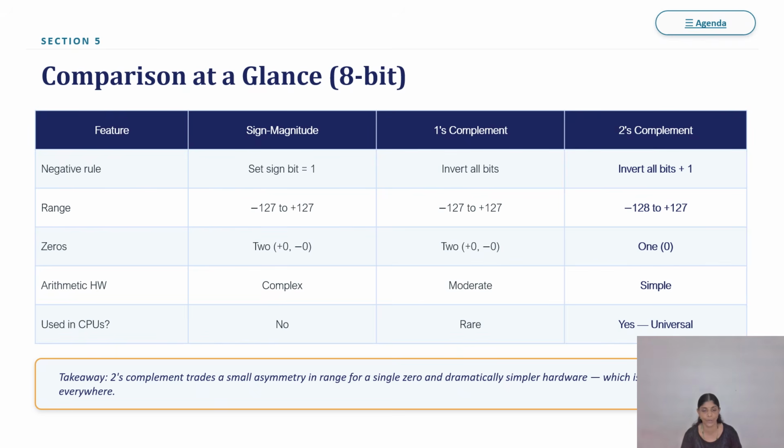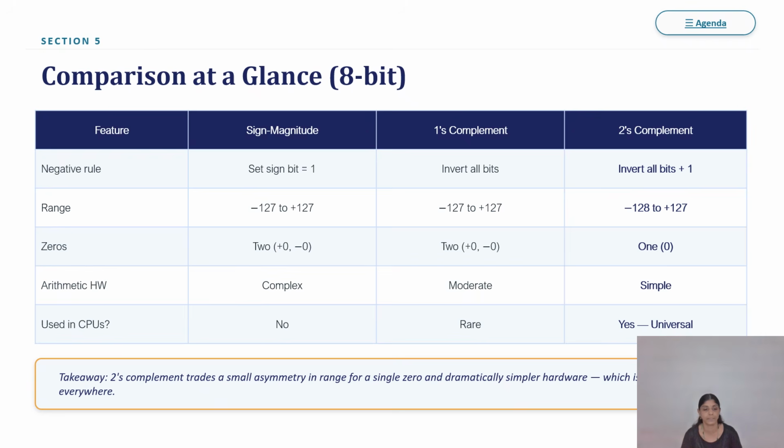Next, check the range. In signed magnitude as well as 1's complement, what is your range? Minus 127 to plus 127. But in 2's complement, you are adding 1. That's why it is minus 128 to plus 127. Next is zeros. In signed magnitude as well as 1's complement, 0 has a positive value as well as a negative value, so two zeros come into the picture. But in 2's complement, there is only one 0.